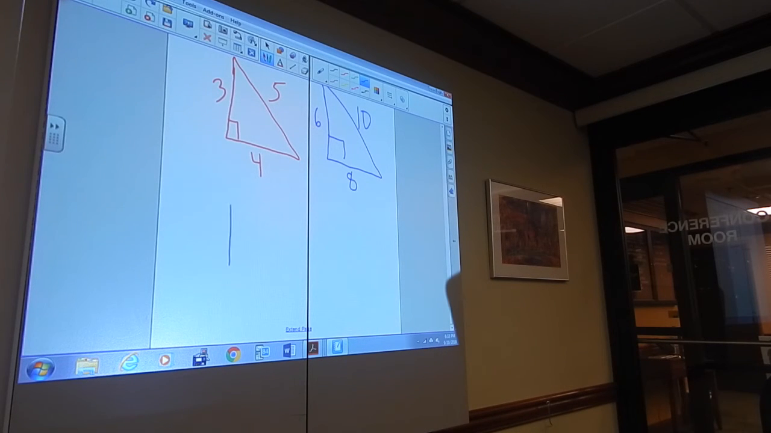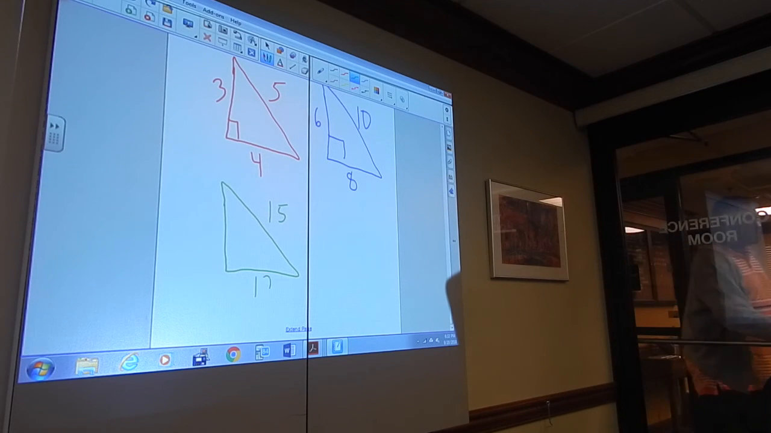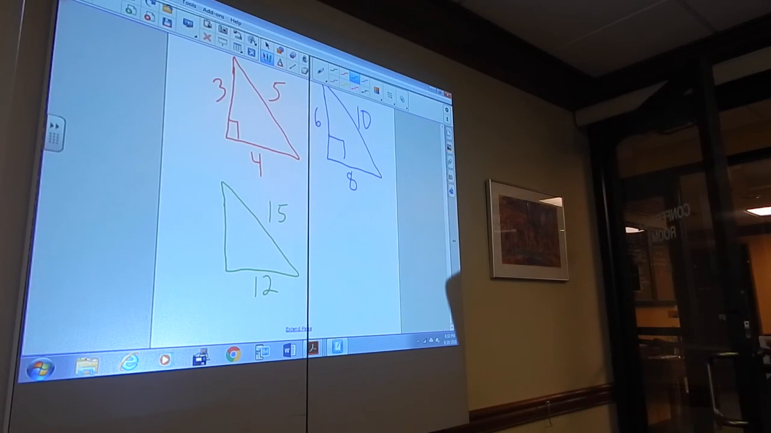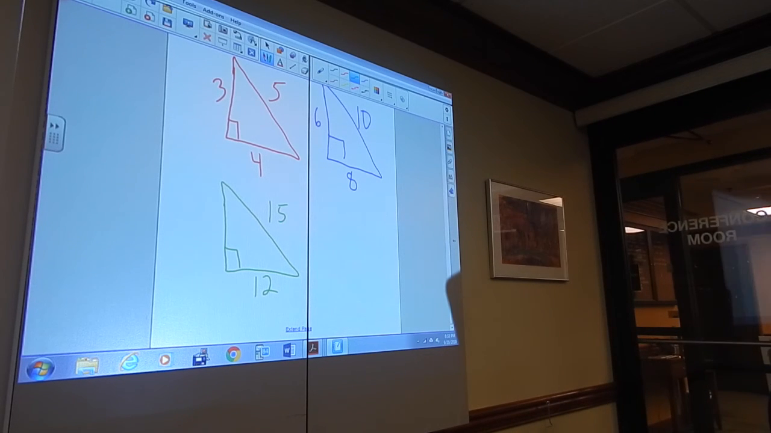Now, I can give you this one, and I know this one is not the color I wanted. There we go. All right. And so now this one, I might have 15, 12. Now, what's that last one? Oh, 9.